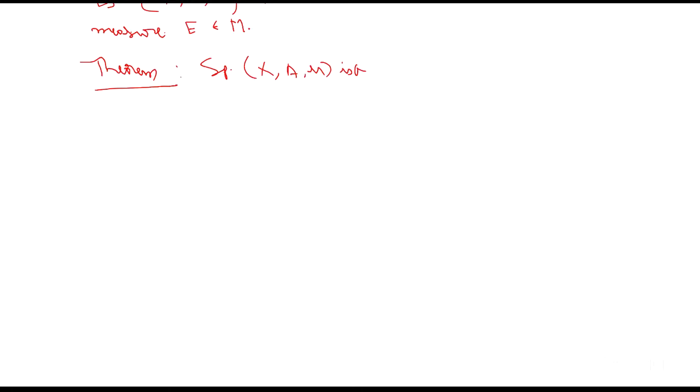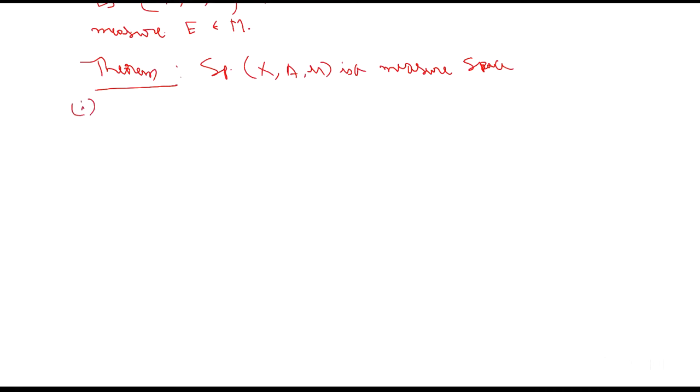(X, script A, mu) is a measure space. First condition.